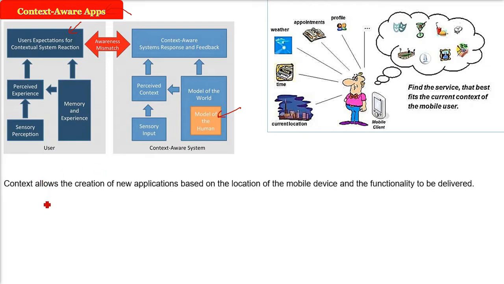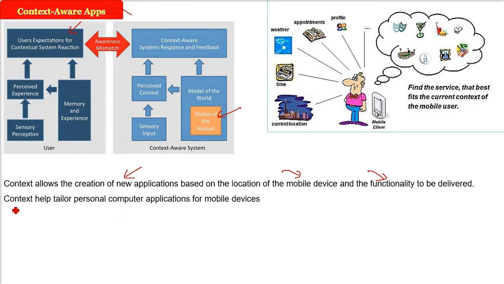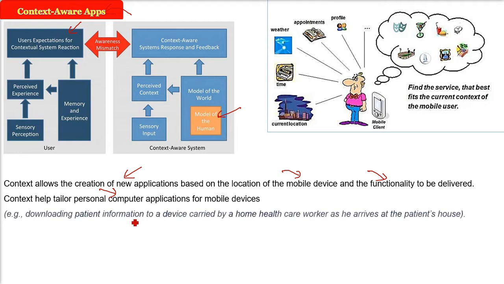So context allows the creation of new applications which are based on where the mobile device is, the location of the mobile device, and what functionality is to be delivered for different users, to satisfy different users' requirements. So context helps to tailor, to change, to modify personal computer applications for mobile devices.